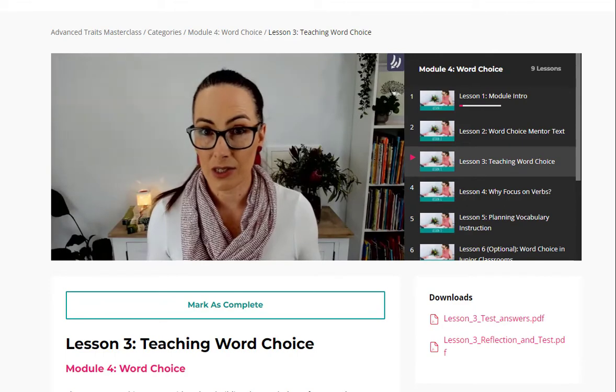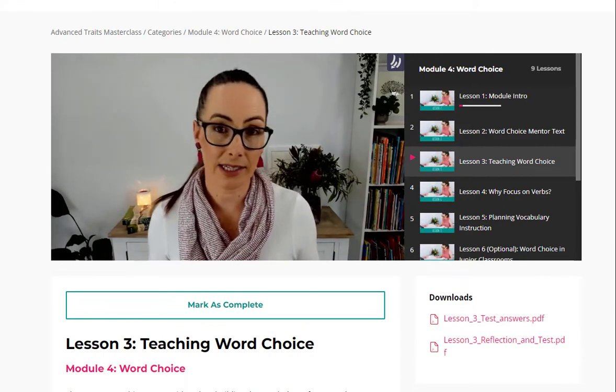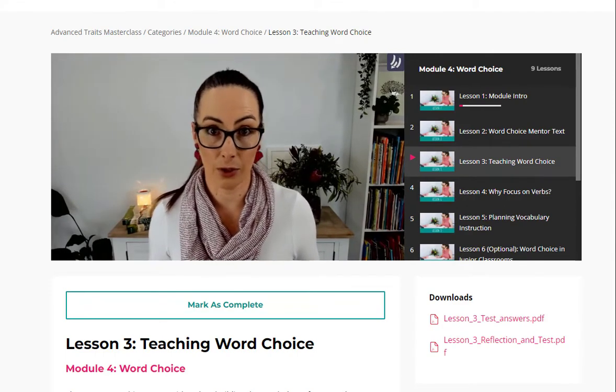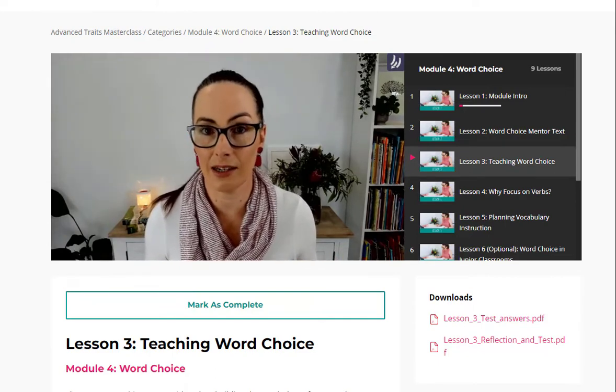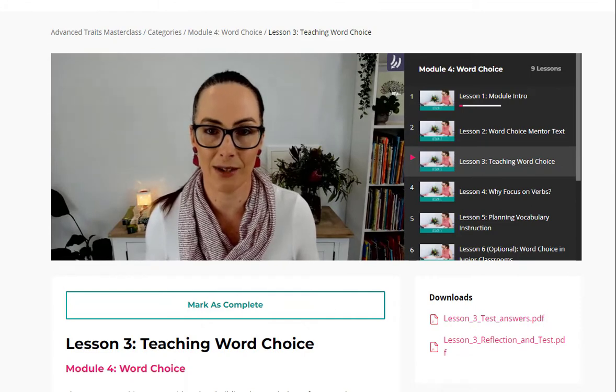Now that we're in the advanced course, I want to talk about the how. How do you teach your students about words? How do you build their vocabulary knowledge so they get to a point where you are seeing those 4 key qualities of word choice in their writing?